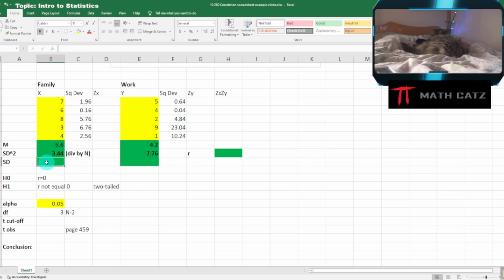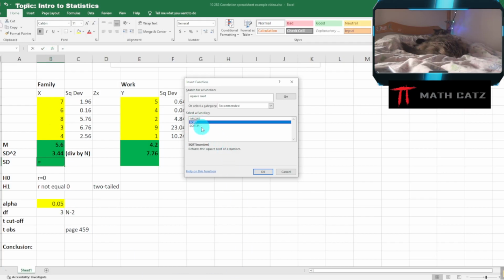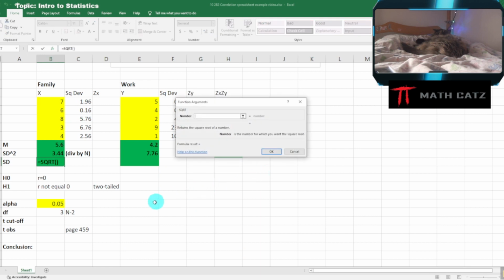Now we can calculate the standard deviation as simply the square root. Let's suppose, just for the sake of this illustration, that I didn't know what the function name is for square root. I can just go and search for square root. And there's a bunch of options. That one returns the square root of a number. Perfect. Which number? I want to take the square root of that number.